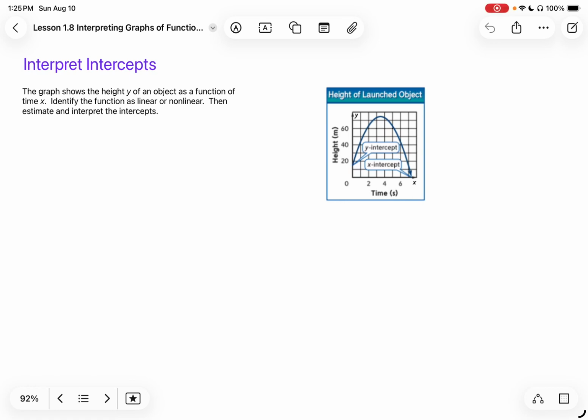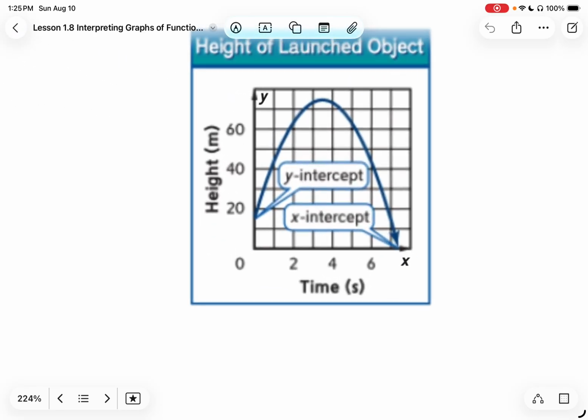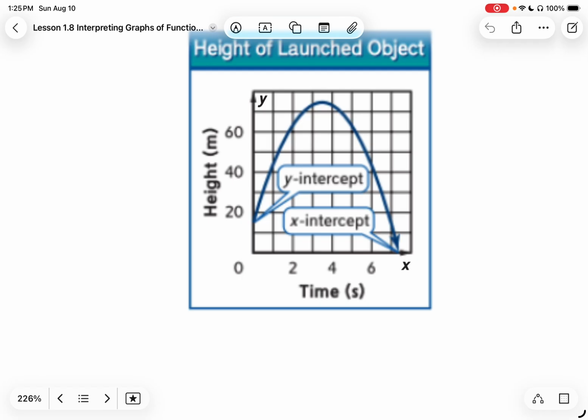So we have a graph here that shows the height of an object as a function of time. If we zoom in on this graph, it looks like the object goes up for a little while, reaches a peak, which is sometimes called the vertex. It is the highest point that the graph reaches, and then it goes back down.